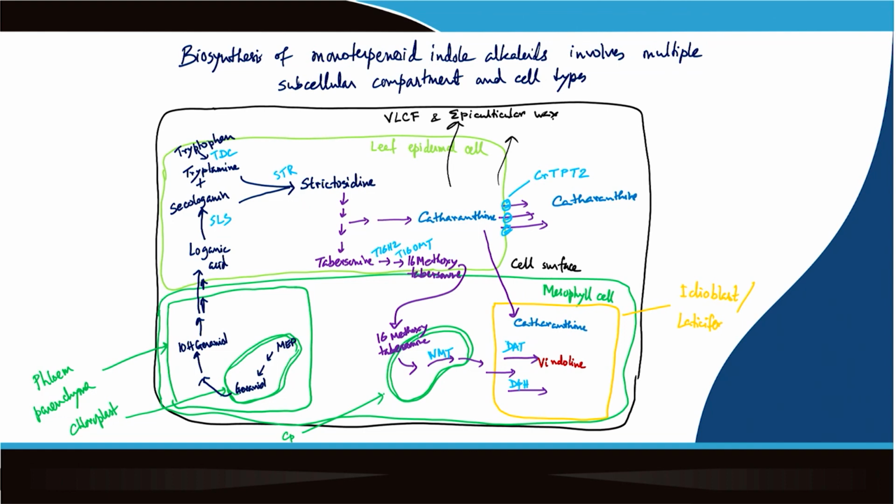cell, most of the catharanthine is transported to the cell surface, and only limited catharanthine is available for carrying out the reaction leading to the formation of vinblastine by joining with the vindoline, and that is one of the reasons why the yield of vinblastine is so low.